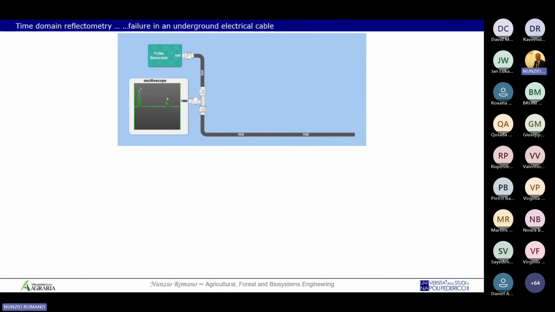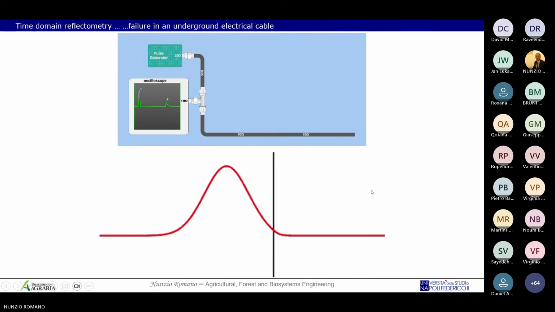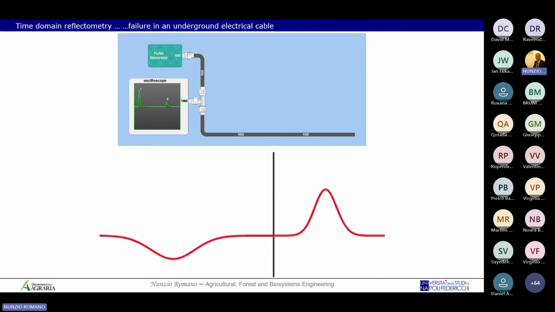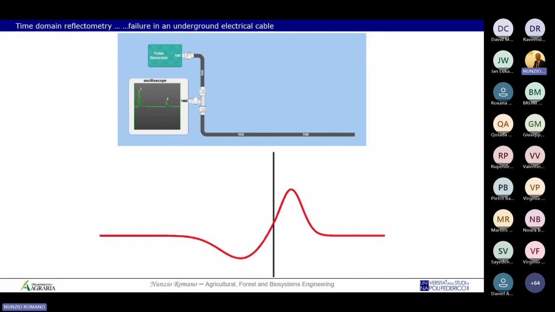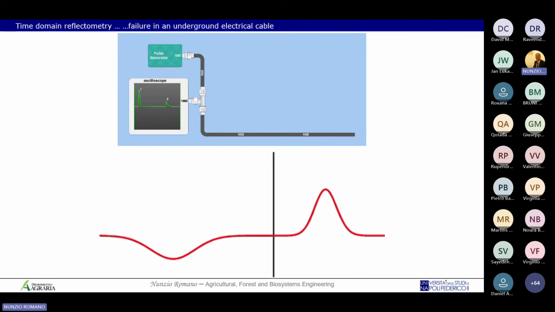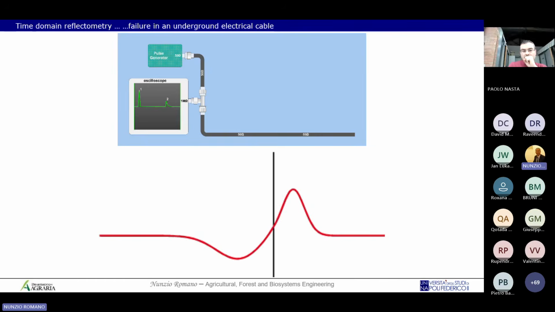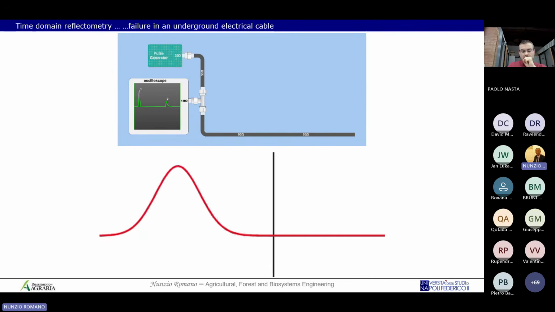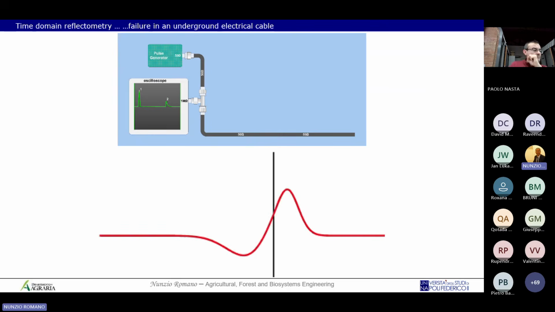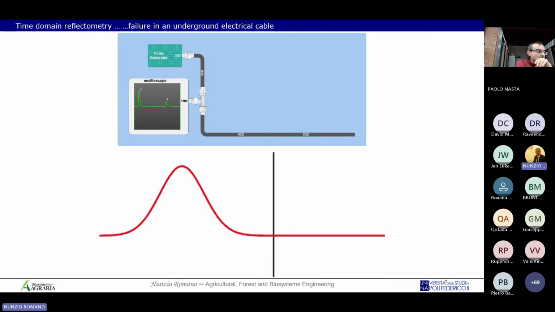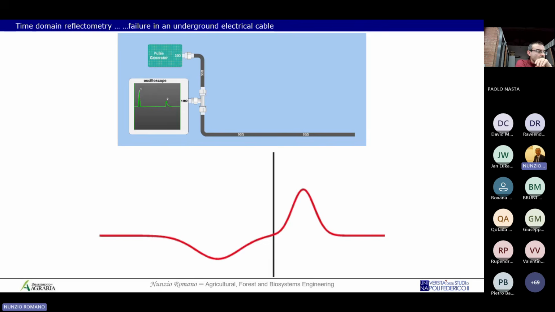The idea is here. If you launch an electrical wave into the cable, and the wave gets to the failure, there is one wave that goes on into the system, but there is a return wave, as you can see in this animation. I hope you understand the animation.